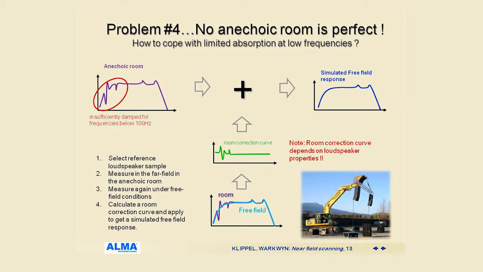Problem number 4, no anechoic room is perfect. How to cope with limited absorption at low frequencies? We select a reference loudspeaker sample. We measure in the far field in an anechoic room. We measure again under free field conditions. And then we calculate a room correction curve and apply it to a simulated free field response.